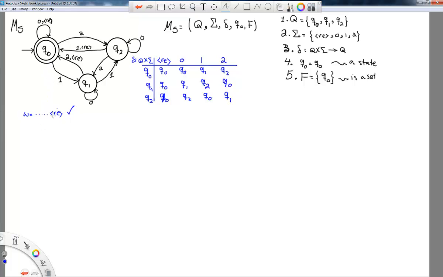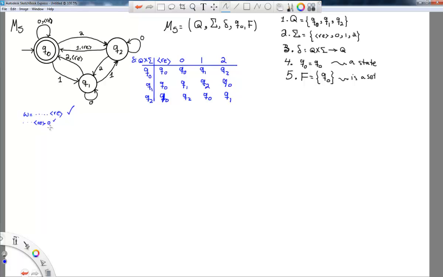Now, since we know that the last reset will take us back to state q sub 0, all I need to know is, if I'm in state q sub 0, what does it take me to get back to state q sub 0, which is an accept state. So if after my last reset I have a 0, it's going to be accepted.